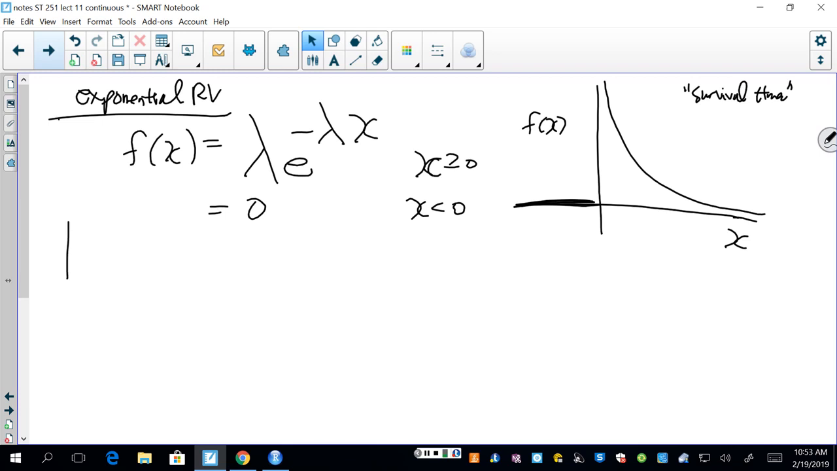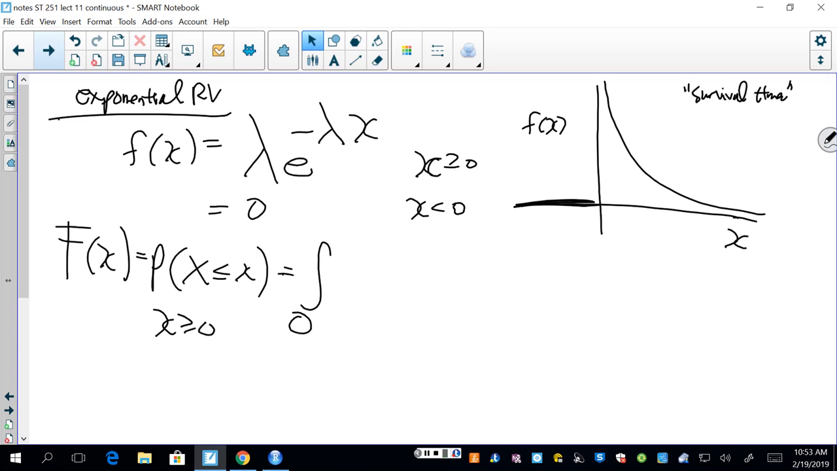What's the cumulative distribution function? So the probability that we're less than or equal to x. When you take the integral, because the density is 0 before the positives, we're going to start at 0. We're going to figure this out for x greater than or equal to 0, and then we go up to whatever our value of x is that we're asking about.